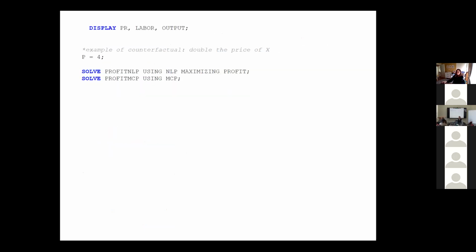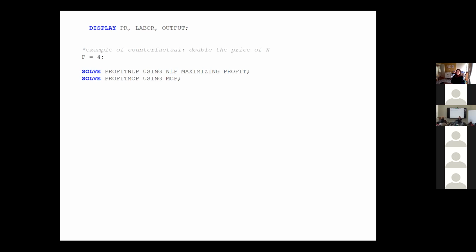Okay, and then counterfactuals in GAMS. If you want to start playing with the model, you will change some parameter. You put in extra parameters, like to change the technology, but they have to be declared as parameters. So here, just as one example of a counterfactual, what if the price doubles? You say P equals 4 semicolon, and then you can solve both of those models. And again, they had better be the same.